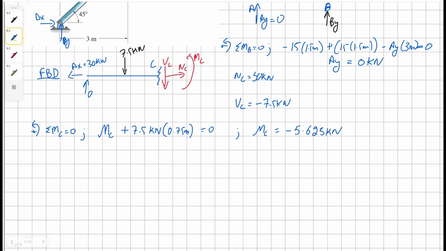Now we can either keep these values as negative, or we could switch our vectors in our free body diagram and have them as positive. That's optional. And with that, we have our solution.